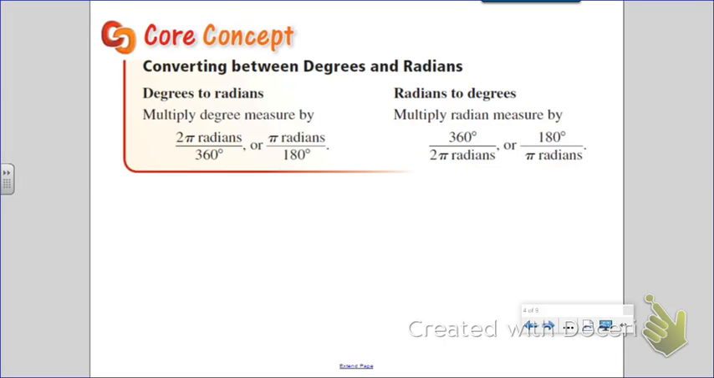To convert from degrees to radians, we're going to multiply by pi over 180, and from radians to degrees, we're going to multiply by 180 over pi.